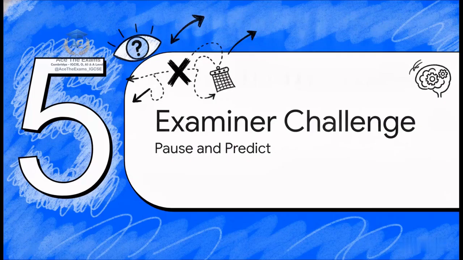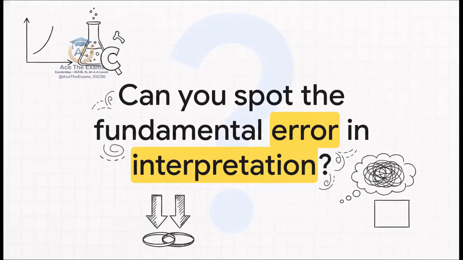Now for Section 5, Interactive Examiner Challenge. Okay, picture this scenario. A student is looking at a graph showing a reaction that's plateauing, and they immediately write down, the enzyme has been denatured by the inhibitor. I want you to literally pause this explainer right now and predict what is the fundamental error in their data interpretation. Where's their missing analytical framework?